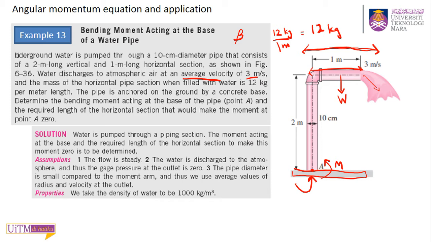First, to find the bending moment at this point A, and after that they ask you to find the horizontal length of this pipe in order to make this moment zero. So just two different questions. The assumption is the flow is steady, and the rho of the water is 1000. Alright, so this is the question. You need to understand the question first.